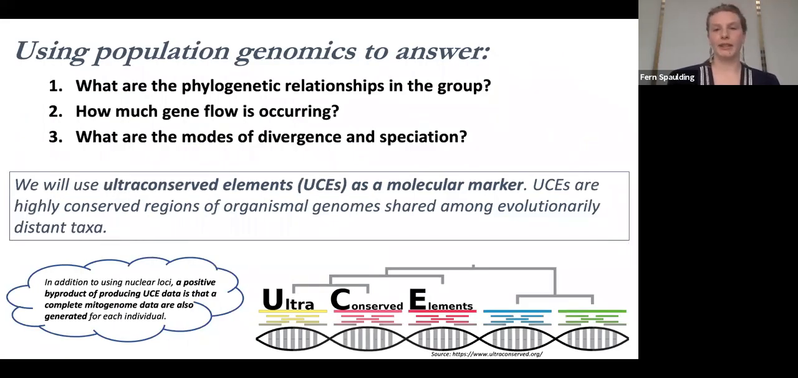So we can use population genomics to answer the questions that we're interested in. First, we ask 3 questions. What are the phylogenetic relationships of the group? How much gene flow is occurring? And what are the modes of divergence and speciation in this group?